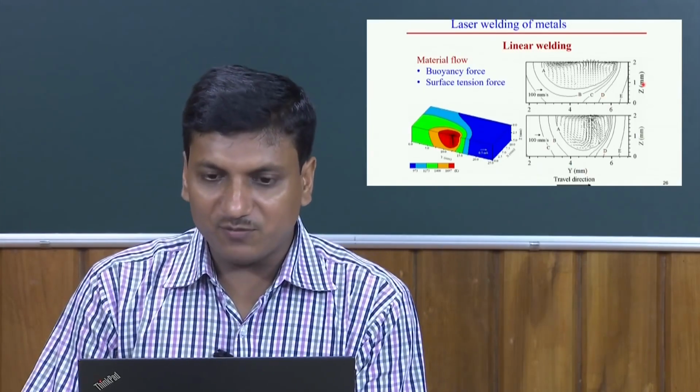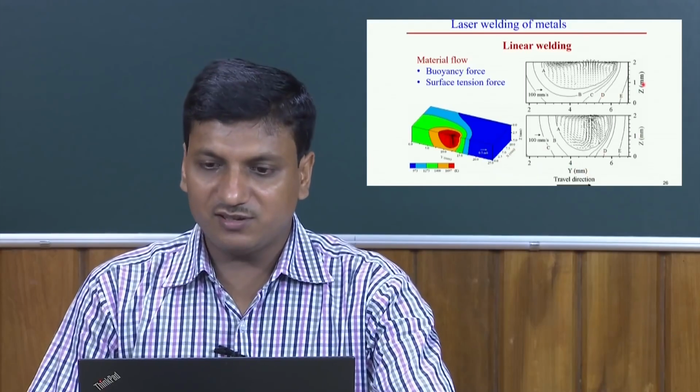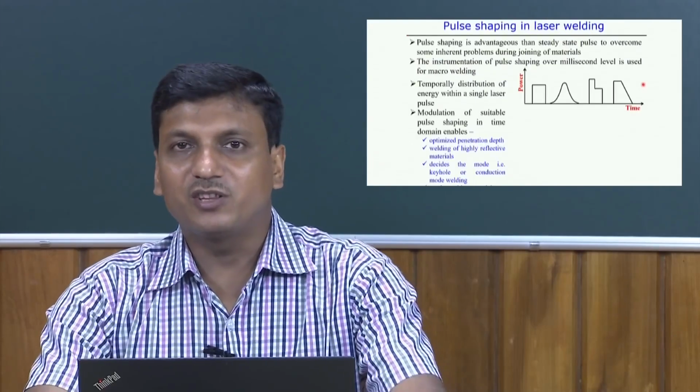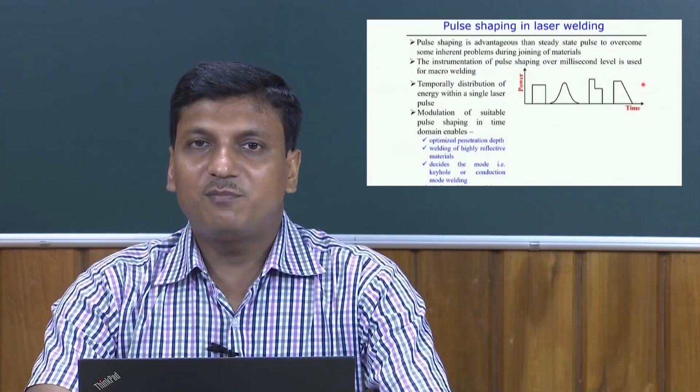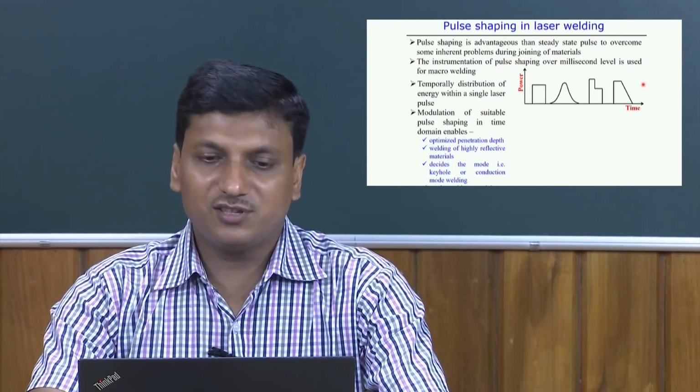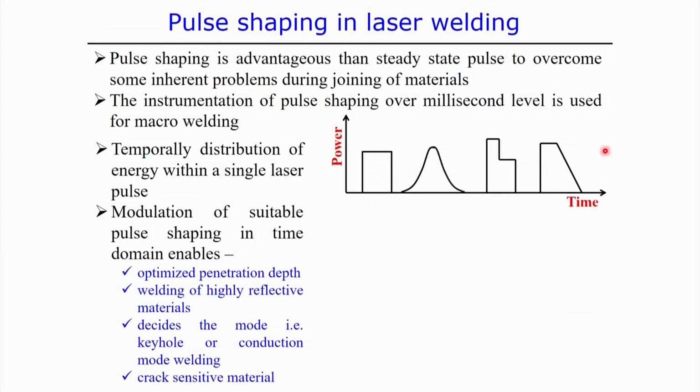So, apart from the laser welding of different materials, now we can look into pulse shaping in the laser welding process. Pulse shaping is advantageous in the sense that, compared to a steady state pulse, it can overcome some inherent problems during the joining of materials. The pulse shaping of the millisecond pulse is basically estimated based on the practical application of these things.